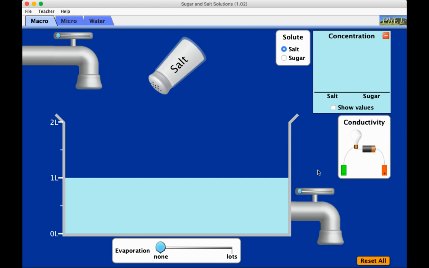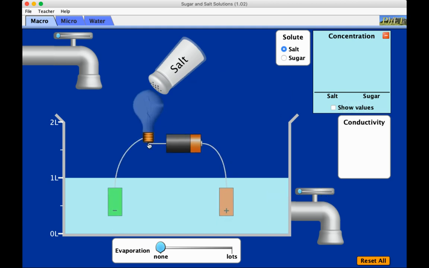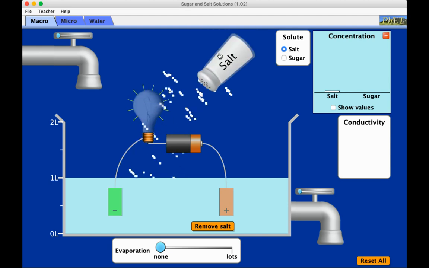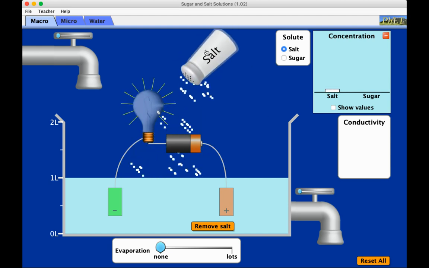In this video, we're going to look at the difference between electrolytic solutions and non-electrolytic solutions. Water by itself is not a great conductor of electricity. While it's polar and the molecules interact with each other and have partially positive and negative ends, it doesn't have the ability to conduct electricity.